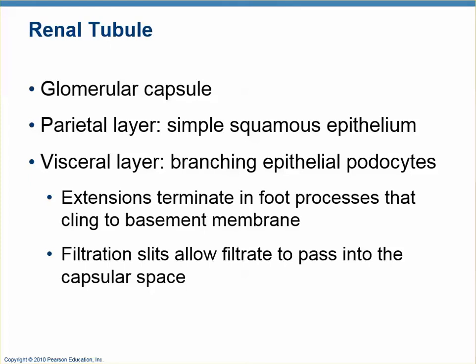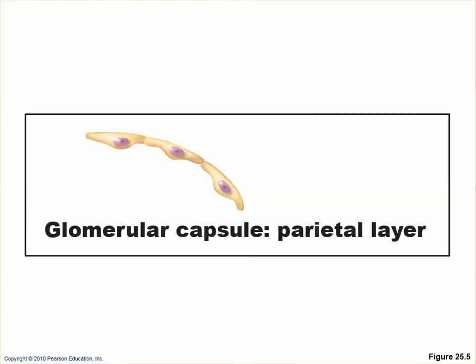And they have specialized epithelial cells called podocytes. And podocytes are really these kind of octopus-shaped cells that literally wrap around the capillary and therefore create slits that allow the filtrate to pass through and into the space between the visceral and parietal layer. So this is the parietal layer.